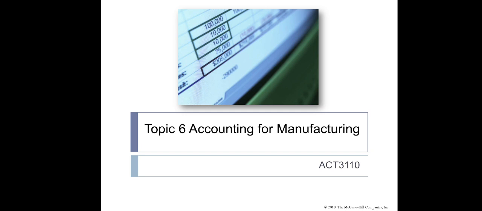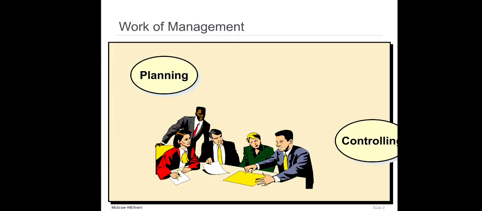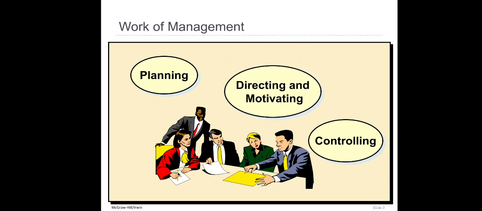Okay, the title for topic 6 is Accounting for Manufacturing. So basically, this topic is Introduction to Management Accounting. You will learn about what is management accounting, and then what are the differences between management accounting and financial accounting, etc. So you will see.